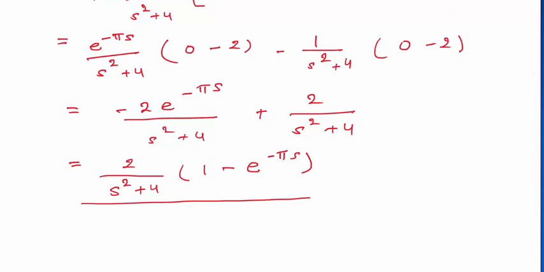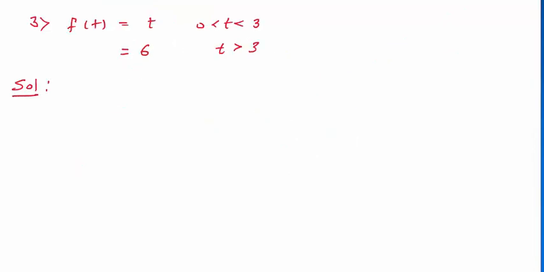Now let us move to the next problem. Third. So this is third problem. F of t is equal to t for t between 0 and 3, and its value is 6 for t greater than 3. As the function is very simple, I think the solution is also going to be very fast.